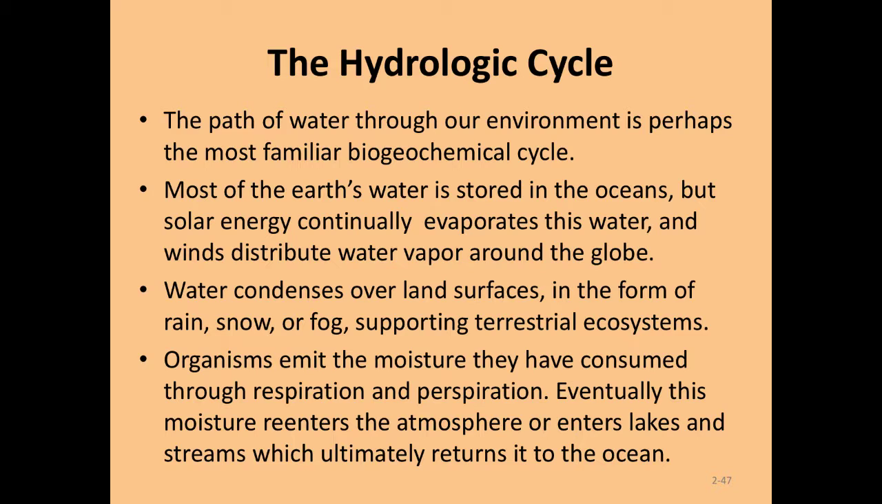It says here that water that condenses over land surfaces usually does so in the form of rain, snow, or fog, which helps to support these terrestrial ecosystems. And we ourselves, we emit a lot of the moisture that we have to break down in our body, usually through sweating or respiration. And this water, this vapor that we leave behind usually re-enters the atmosphere and eventually gets deposited into lakes and other bodies of water. So again, it shows that it's not only just the organisms that we eat, but the chemicals that we ourselves process have gone through a cycle, a circle that can be reused many, many times over.